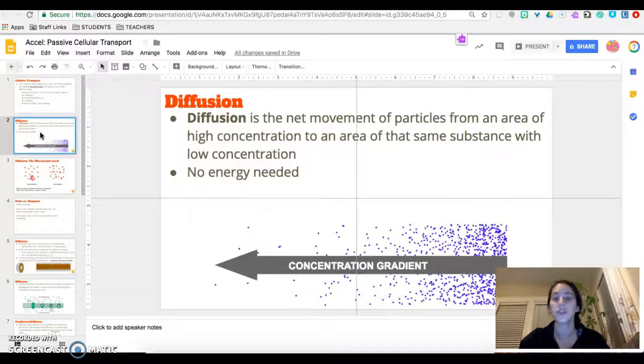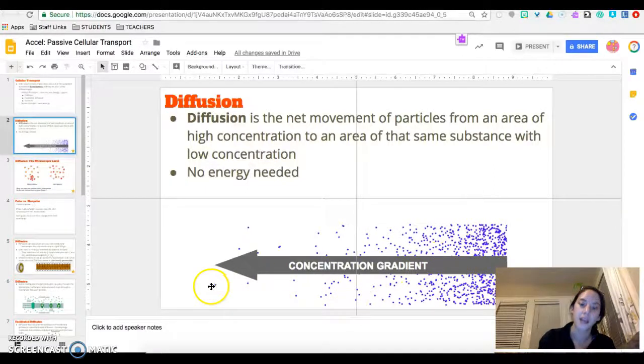All right, diffusion. Diffusion is pretty simple. It literally just means moving particles from an area that has a high concentration of it to a low concentration. Again, there's no energy needed for this, and we say that we're going down the concentration gradient. If you look at this picture, you see that there's a high concentration of these blue dots, and as we move down the concentration gradient, there's less of them. So we're going from a high concentration to a low concentration.